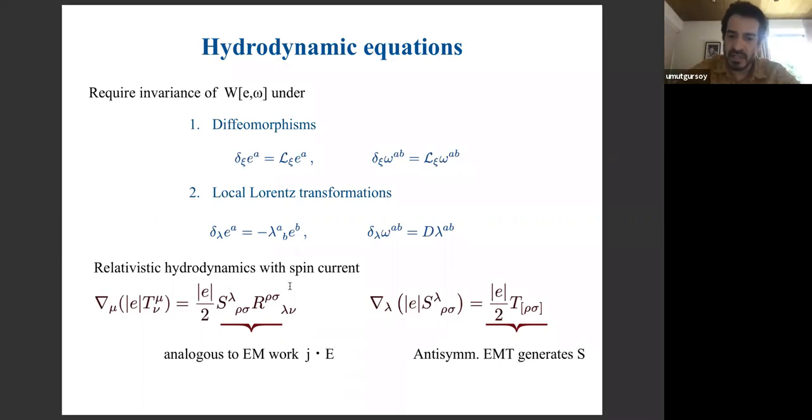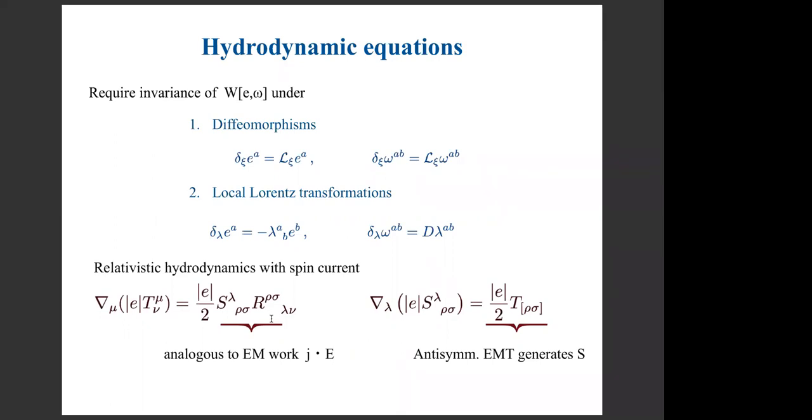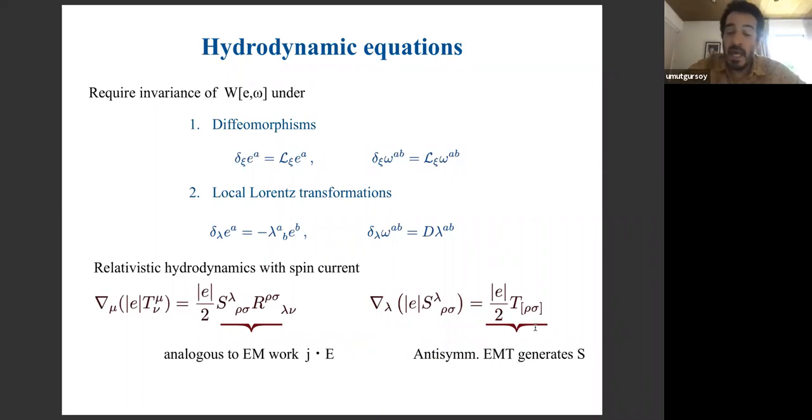Okay, so R is essentially the field strength of the spin connection that sources the spin current. This is exactly of the same form. And if you demand local Lorentz transformations, what you get, as Jan was saying, is a spin current conservation equation which is not totally conserved in this general case, if you have a non-trivial antisymmetric part of the energy momentum tensor.